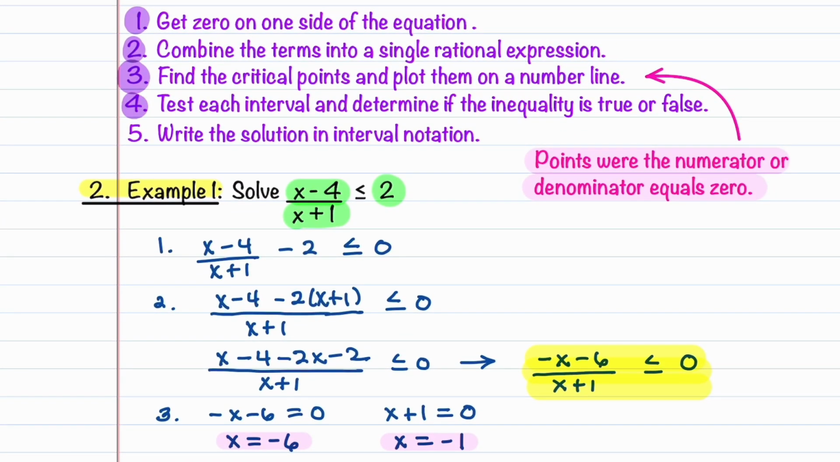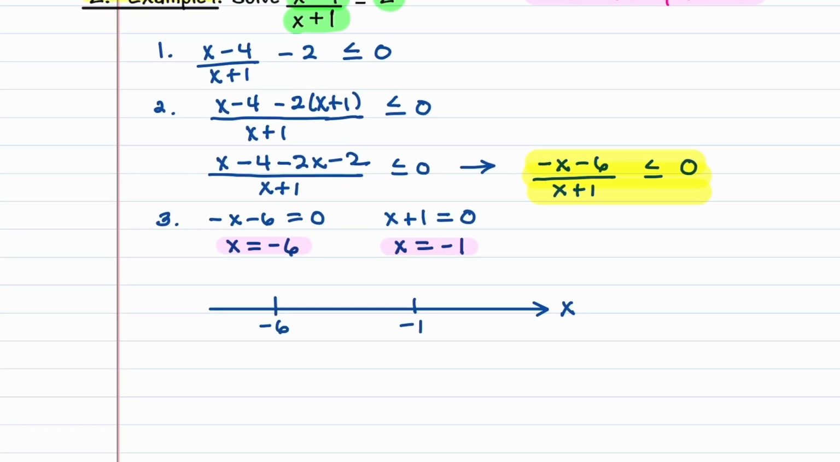Our fourth step says to test each interval and determine if the inequality is true or false. Let me show you exactly how to do this. The intervals that we're talking about are the regions between our critical points. What we need to do is find out if our inequality is less than or equal to 0 in those regions. I think one of the easiest ways to do this is to just pick a point in each region, plug it into our inequality, and see what we get.